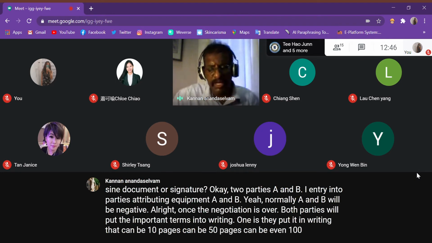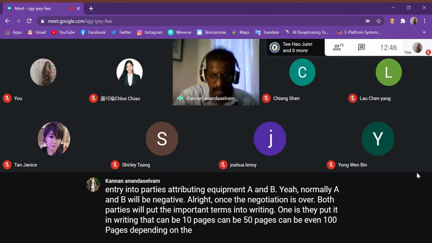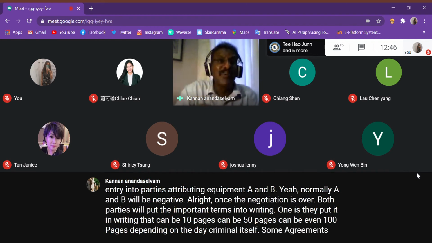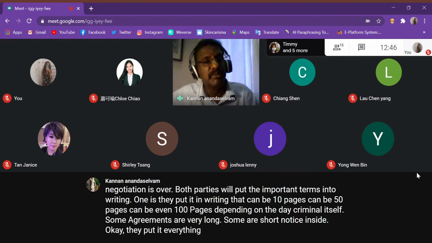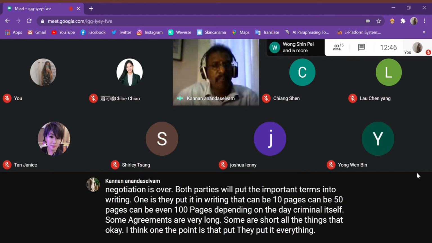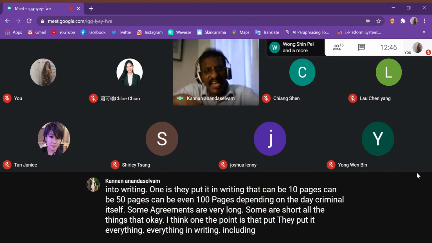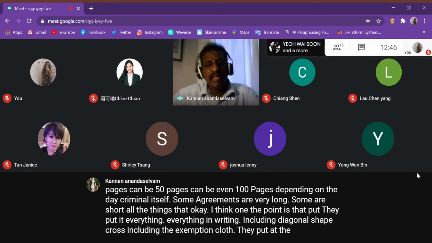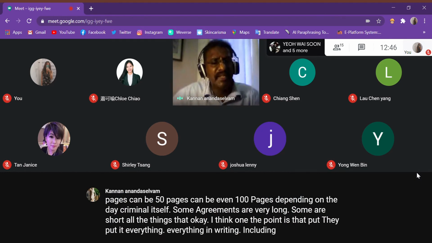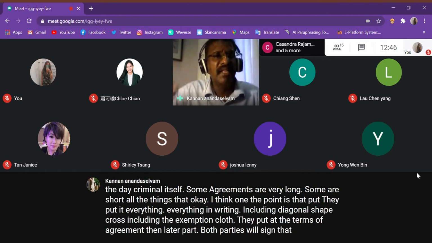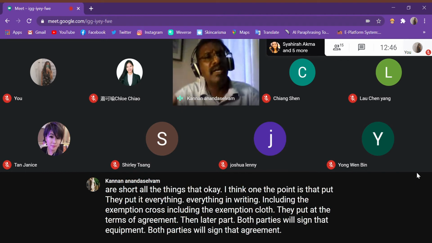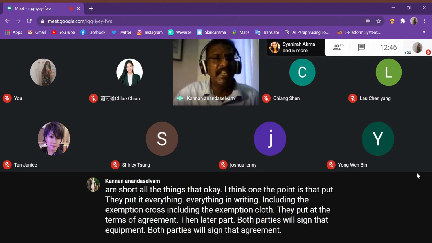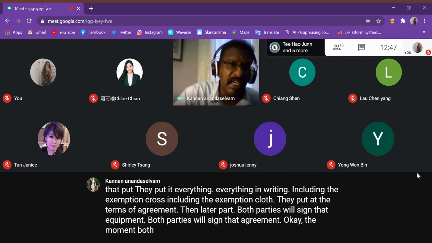Okay, they put everything in writing. Once the parties have put everything in writing, including the exemption clause, as the terms of agreement, then later both parties will sign that agreement. The moment both parties sign that agreement, that means they are validating or approving all the terms in the agreement.